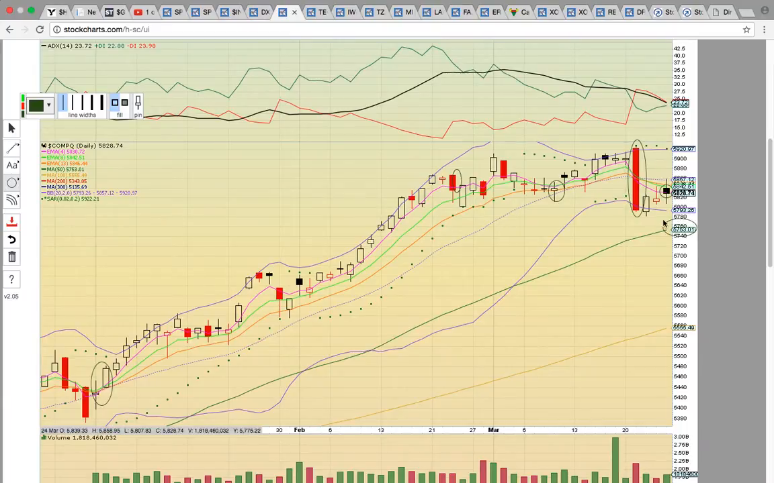We're looking at the NASDAQ down here. The 50-day simple moving average for the NASDAQ is the next key level to hold on a pullback if lower Bollinger Band support breaks. Keep an eye on COMPQ.